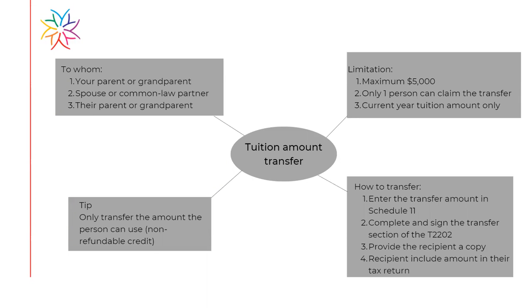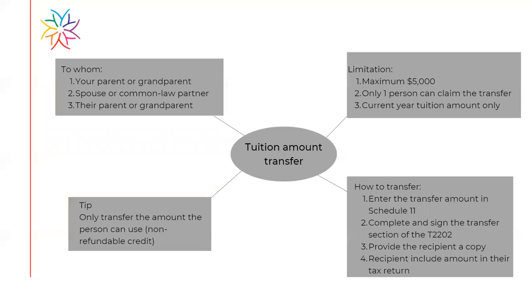If you have no tuition amount in 2021, when you're filing your 2021 tax return in 2022, you cannot transfer the unused tuition amount from 2020, i.e. the $1,000, to anyone because you can only transfer your current year tuition amount to someone. However, you can use this $1,000 tuition amount to lower your own tax if you have income.